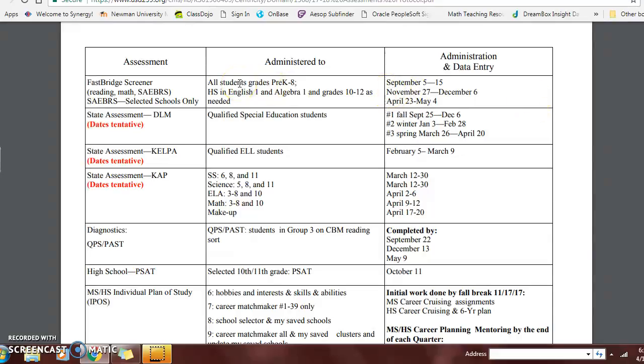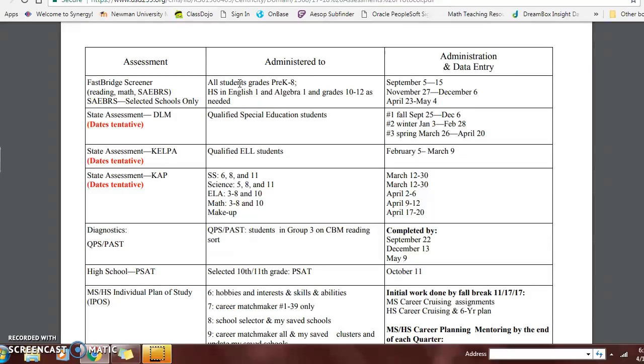So the first one that maybe some of you are aware of is the FastBridge screener. We actually used this the first year instead of the AIMSweb. It tests reading and math, and they do that 3 times a year, in the fall, the winter, and then the spring. So all of our kids get that 3 times a year, and we base our intervention groups and things like that off of that assessment.